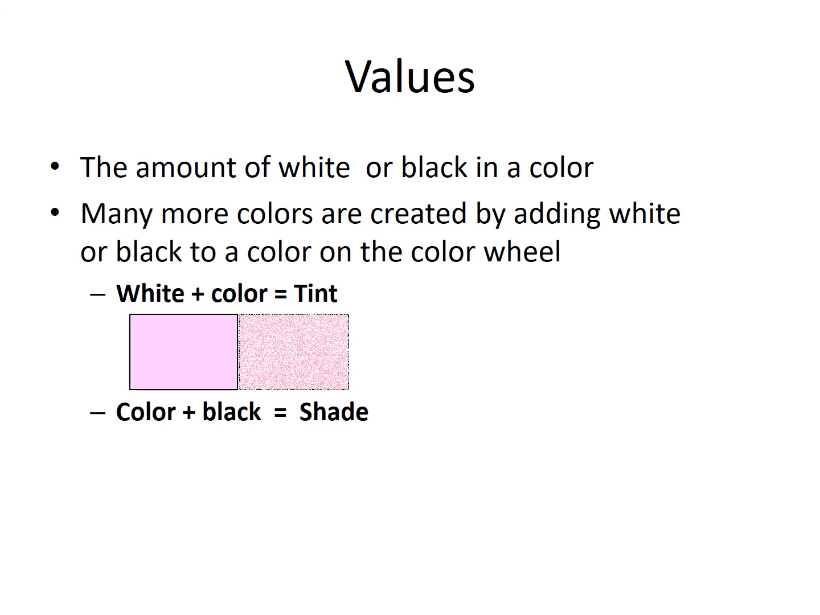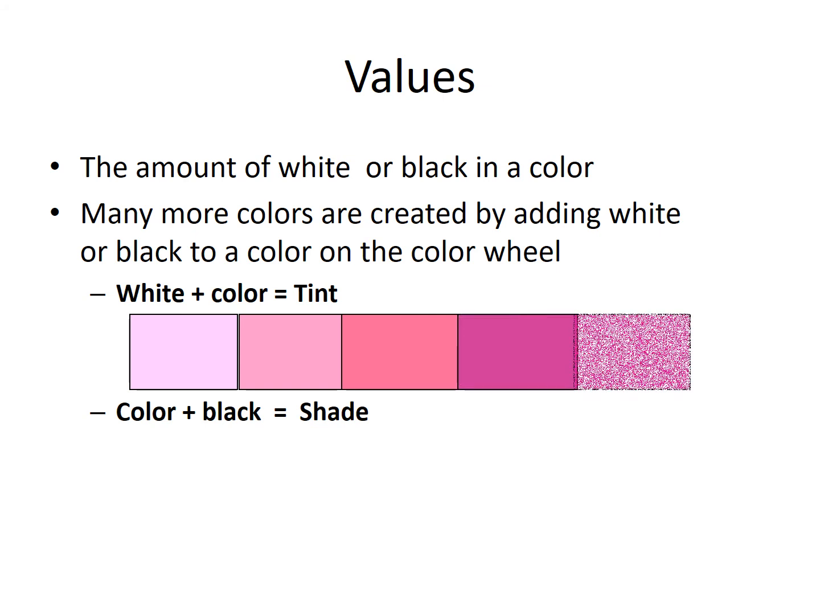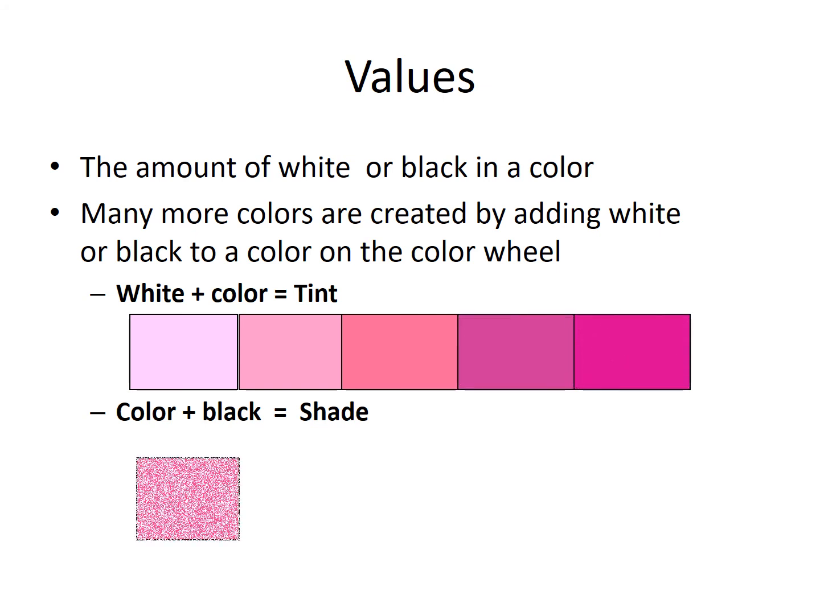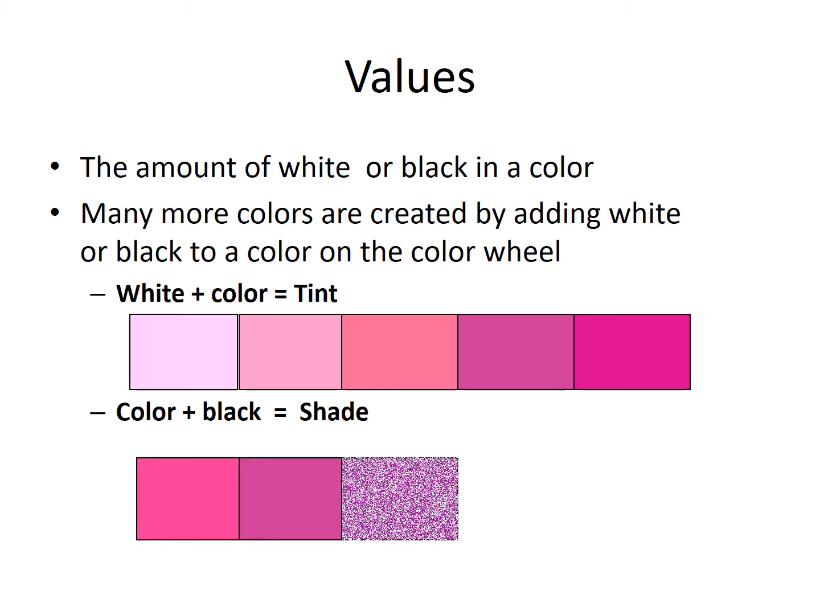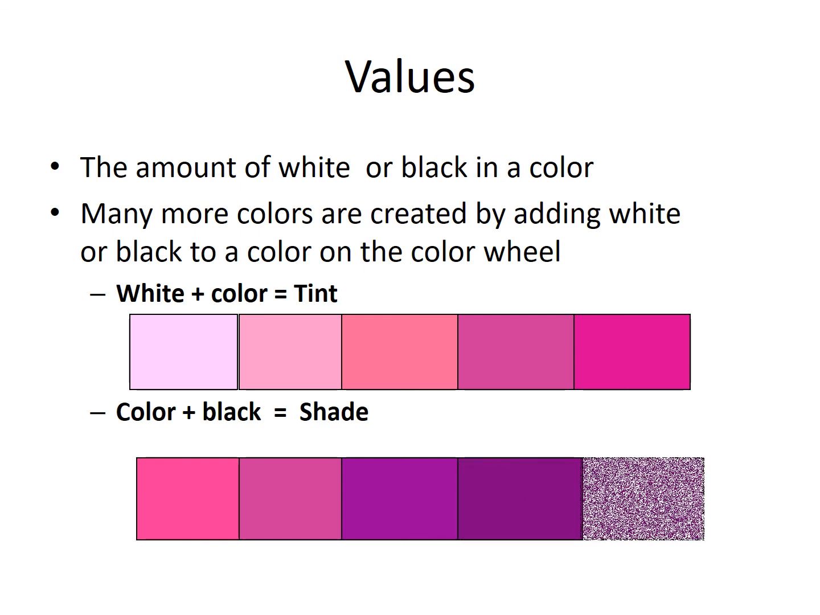So next we have values, which is the amount of black and white in a color, and many of these colors are created by adding white or black to a color on the color wheel. Whenever you add white to a color, you're creating a sense of tint. However, when you add black to a color, you end up creating a sense of shade. So here we're actually experimenting with values.